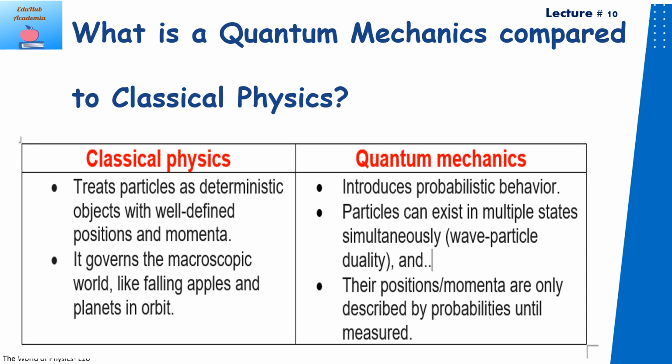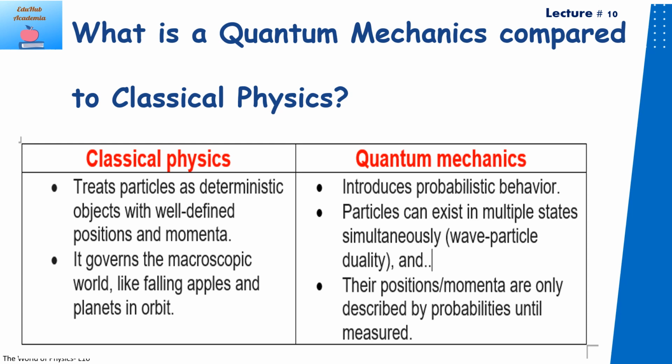Classical physics, which is often called Newton's physics, treats the particles as deterministic objects with well-defined position and momentum. It governs the macroscopic world like falling apples and planets in orbit.